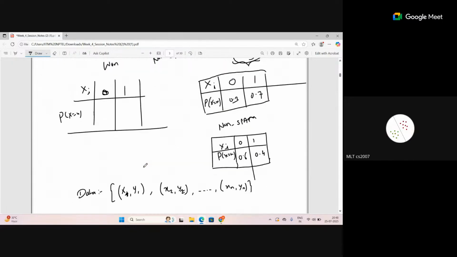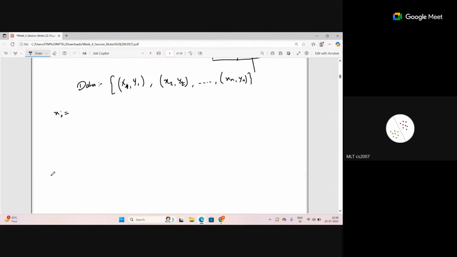Now, let us say in general, how should I write this? Each of these xi will be either 0 or 1, in d dimensions. And what is d here? d is the number of words, the number of features, the number of words in the dictionary. I hope all of you understood this part.